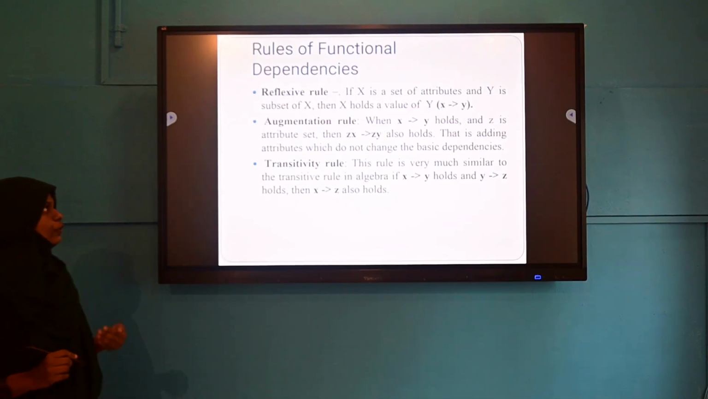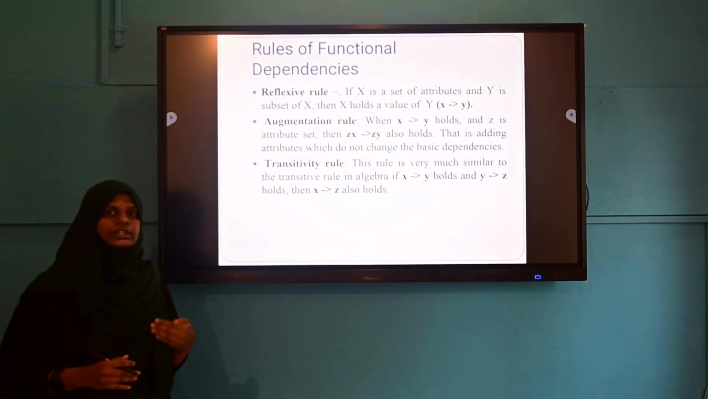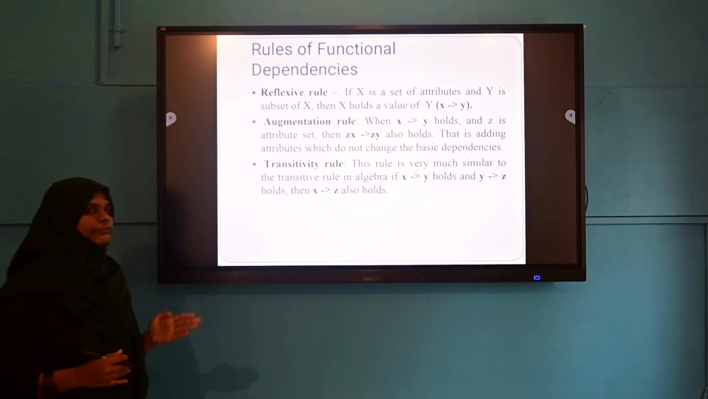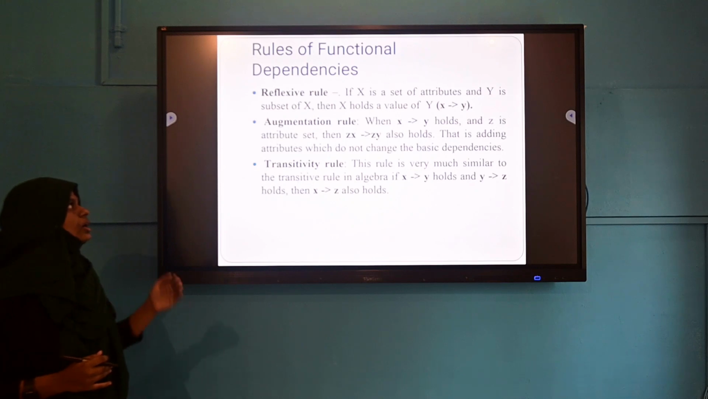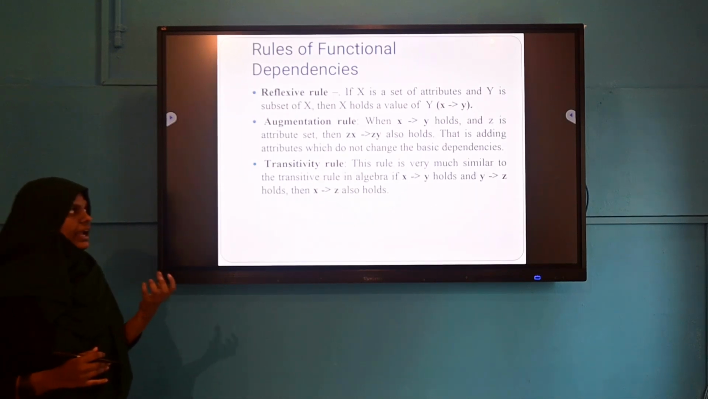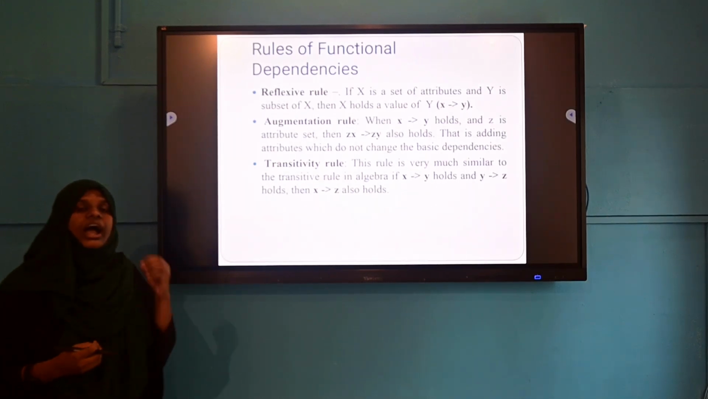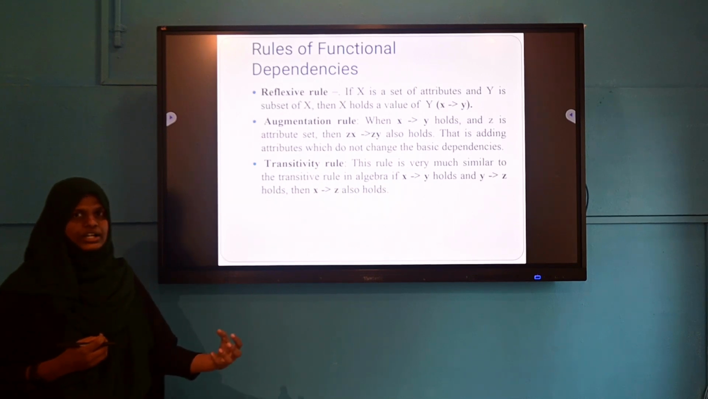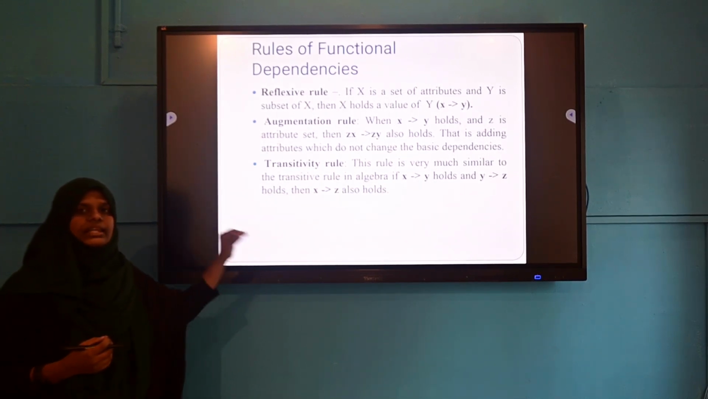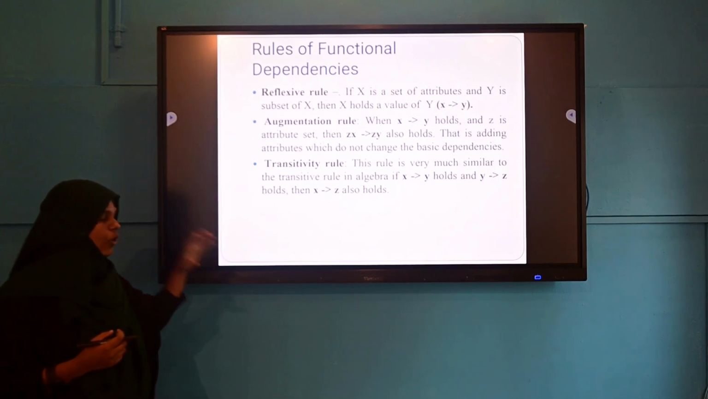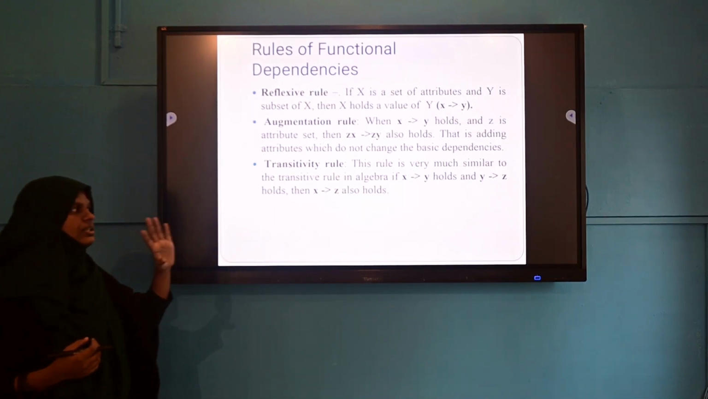Next is rules of functional dependencies. We have 3 main rules. First one, reflexive rule, then augmentation rule and transitivity rule. Reflexive rule means if X is a set of attributes and Y is another set of attributes, and if Y is a subset of X, then that relation holds a functional dependency X gives Y.